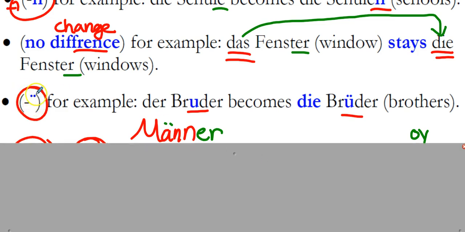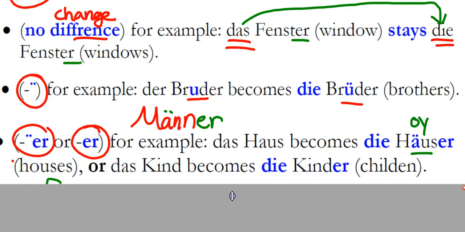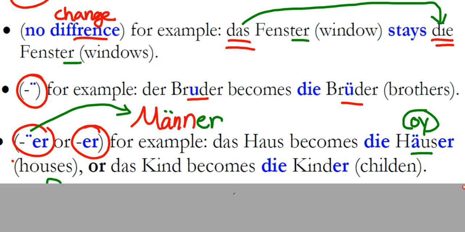Sometimes you just add an umlaut. So, der Bruder, brother, becomes die Brüder, brothers. Or Mann, man or husband, Männer. So it can get an umlaut and an er. Or house, Haus, Häuser, has the oi sound, Häuser. Kind, die Kinder, children.